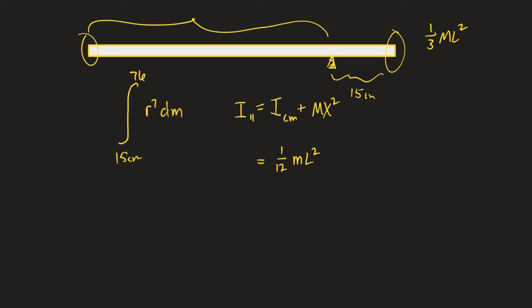Now, once I know the moment of inertia at the center of mass, I want to shift it. But I have to know how far I'm shifting it. So the center is here, and the whole thing is 91. This must be 30.5. Right? The midpoint would be 45.5. So I think that's got to be 30.5. Is that good?